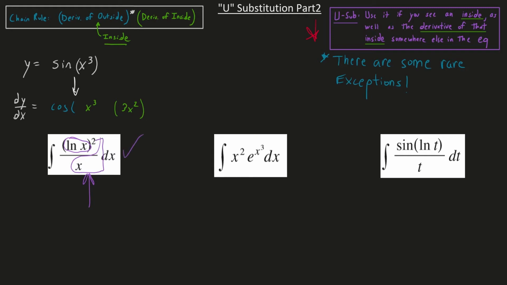For the second one, I would make my u my x cubed, because the derivative of x cubed is 3x squared. Well, I don't see a 3x squared, but here's x squared. So making that my u would make this problem work out. And for this one, again, my u choice would be the natural log of t, because here's the derivative of natural log of t, 1 over t. This is the essence of u sub.